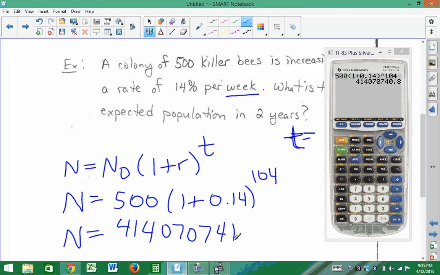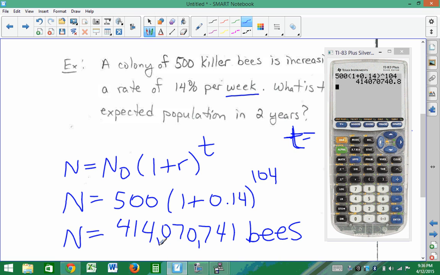414,070,774. Let's say 1 bee. Wow, that is 414 million bees from 500. That is a very, very, very large amount of bees. But if you think about it, is it possible that this actually occurs?